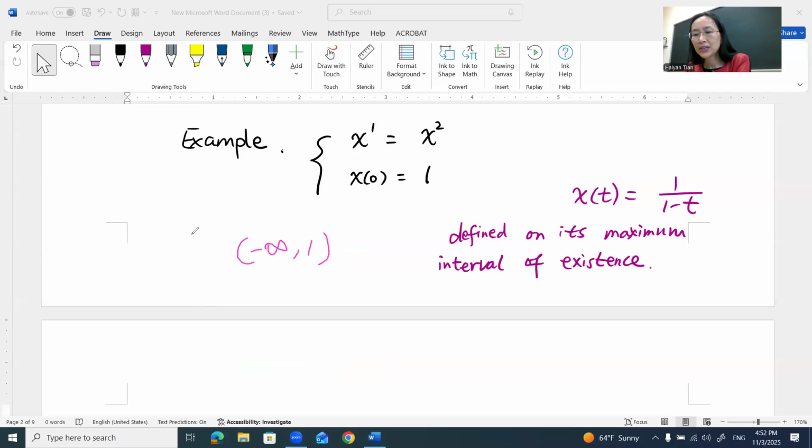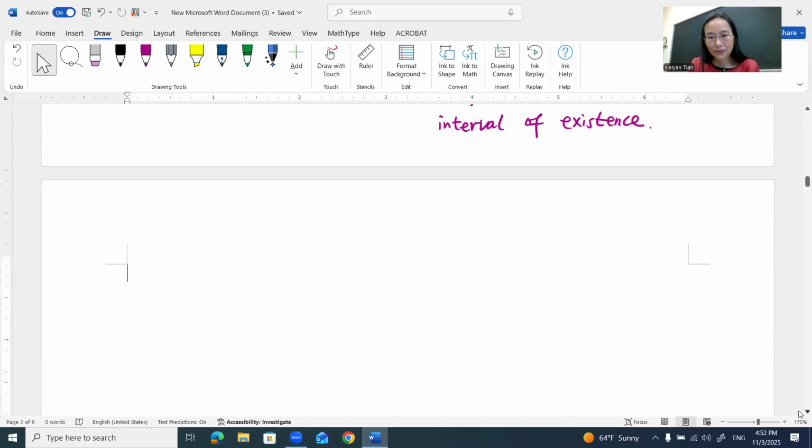But which notation should we choose? The notation we choose is I, the interval, corresponding to this initial data, which is (0, 1). This I of (0, 1) is the notation for the maximum interval of existence. Okay, let's look at another example.